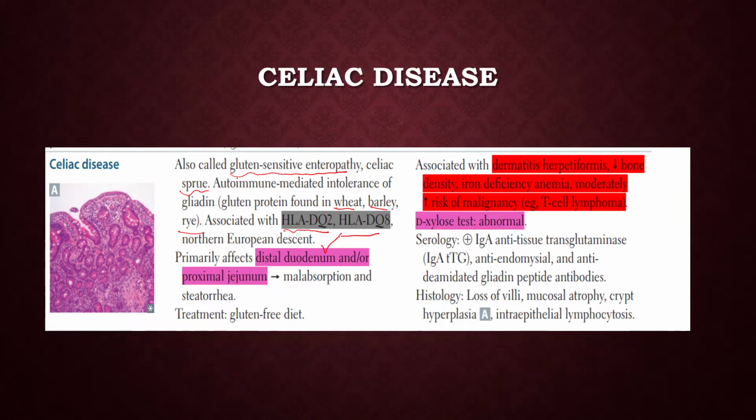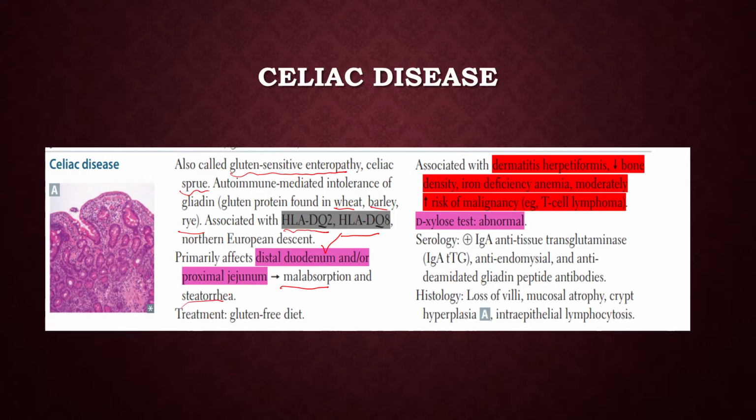It primarily affects the duodenum and proximal jejunum. It is very important because tropical sprue has a similar thing. Tropical sprue also damages the distal duodenum and proximal jejunum, right? So this will cause malabsorption and steatorrhea.